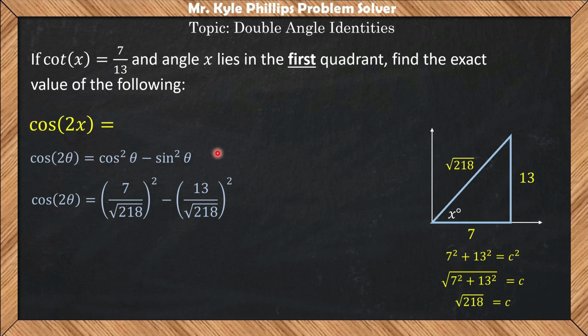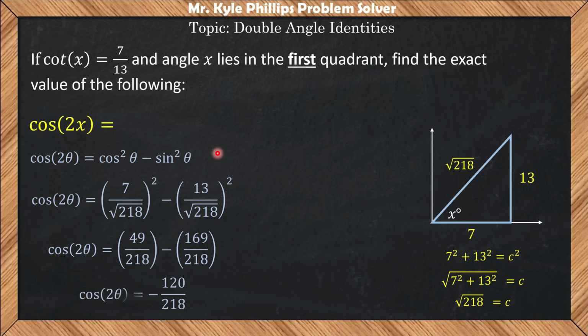So when I square these fractions, the numerator will be squared and the square root will go away from the denominator. So now I can subtract 169 from 49, and that will give me negative 120 over 218. So when I simplify this fraction, I'll get negative 60 over 109, and that will be the value of this angle.